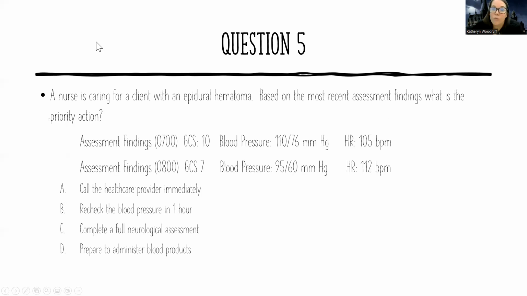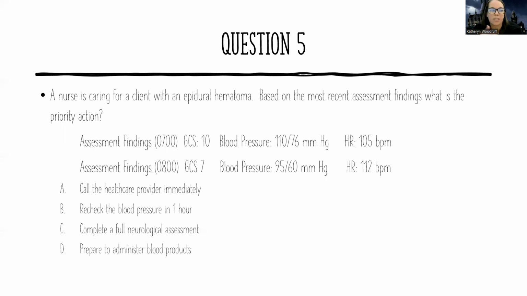All right, question 5. We're halfway there. A nurse is caring for a client with an epidural hematoma. Based on the most recent assessment findings, what is the priority action? So here we have a question. First, I have to know they have an epidural hematoma. There's subdural and there's epidural. I always remember epidurals need epi, or E for epidural, usually that it's an emergency. So I'm already going to frame in my brain that there probably is something going wrong here.